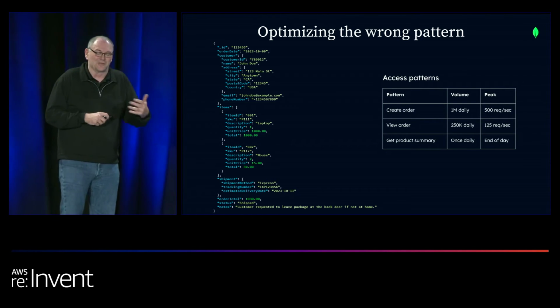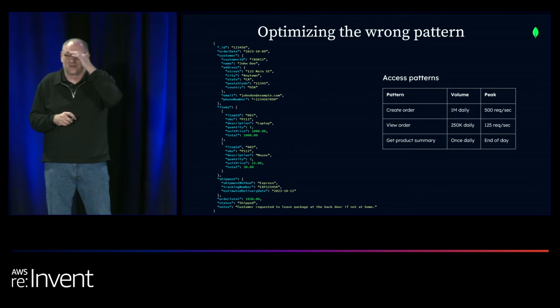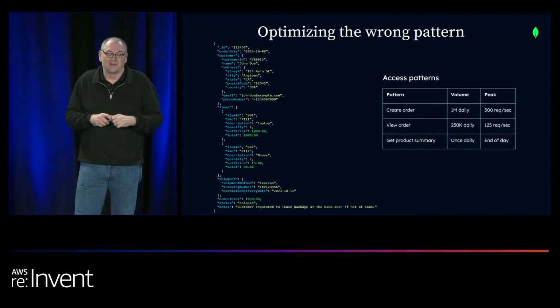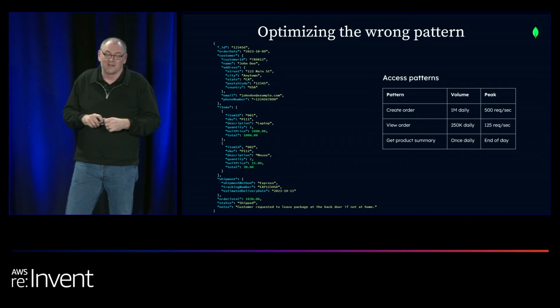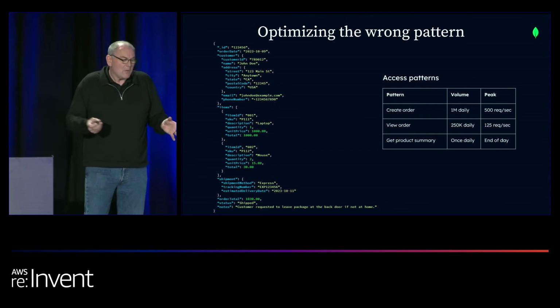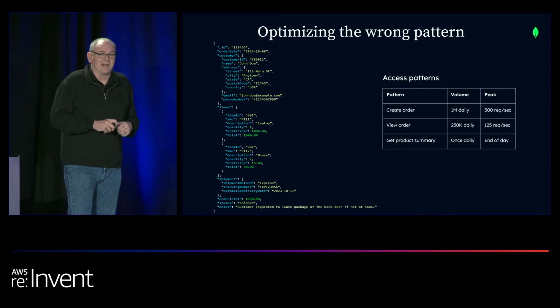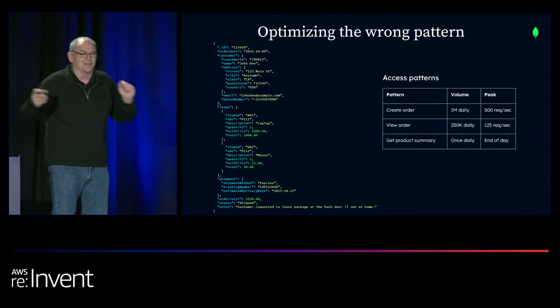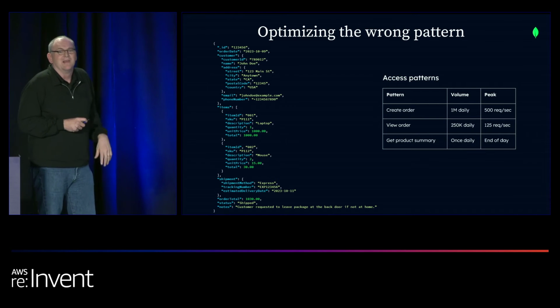So the read patterns are typically lower than the write patterns in most OLTP workloads. So here we're reflecting that. The create order pattern is much, much higher than view order. And then at the end of the day, we've got a get product summary workflow, right? Get me all the products that were sold today, the quantities and the revenue for each product and whatnot, and generate a report for the business that runs nightly.